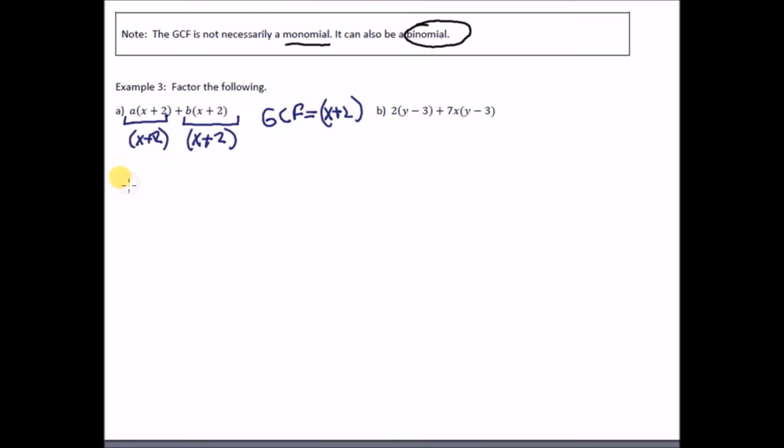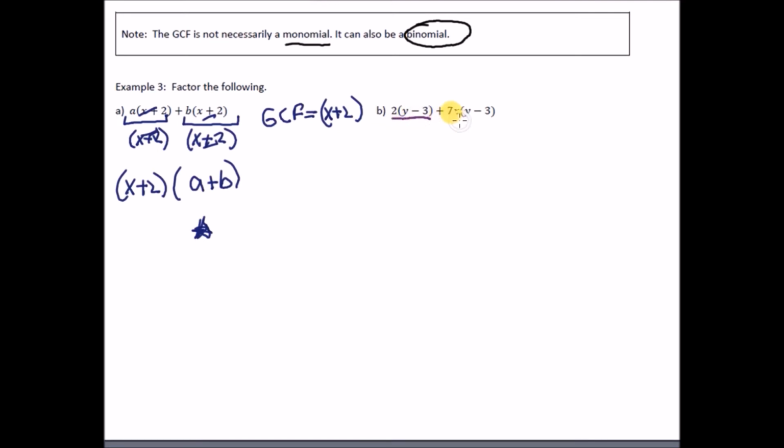Okay, so let's put the x plus 2 here. Now, x plus 2 over x plus 2, those cancel and leave us with a. x plus 2 over x plus 2 cancel and leave us with plus b. This is coming back. Okay, so remember how to do this. Let's take a look at it again.